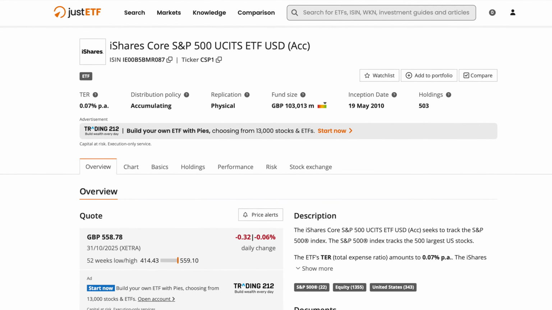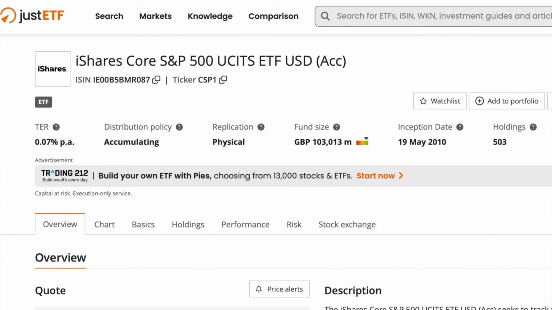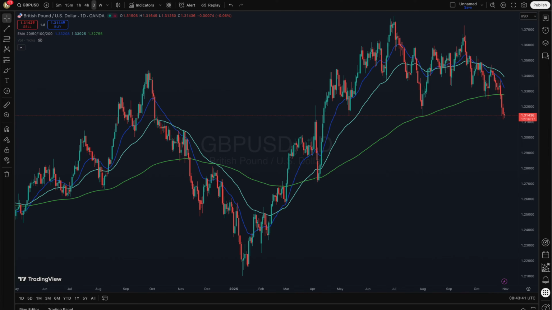If you want to buy a typical S&P 500 ETF as a UK investor, your pounds get converted into US dollars in order to buy those US stocks. When you want to sell it, the reverse then happens and it gets converted back. So depending on how the pound and the dollar perform, that's going to change the return you get on that fund. That's where currency hedging comes in.